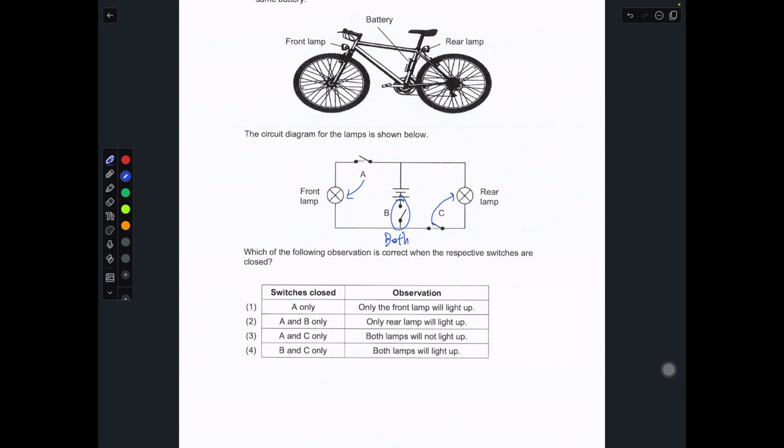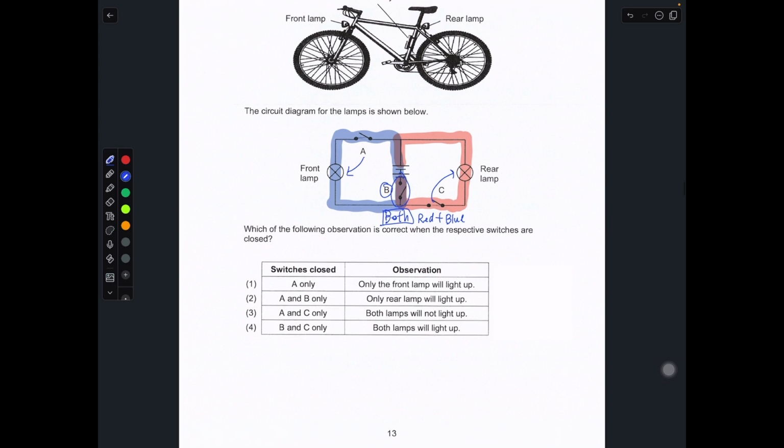Okay, if you are able to trace this part, electricity flows in this manner. For the rear lamp, electricity flows in this manner. So switch B lies in the path of both electrical pathways, which are red and blue. So it will be the one that controls both lamps.